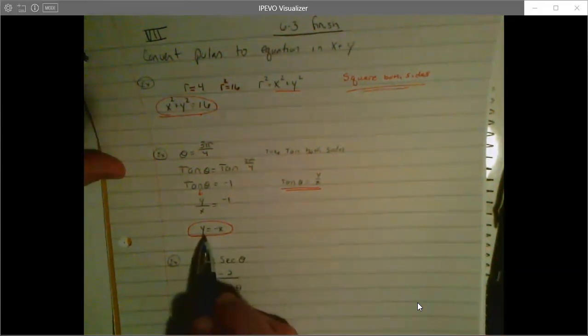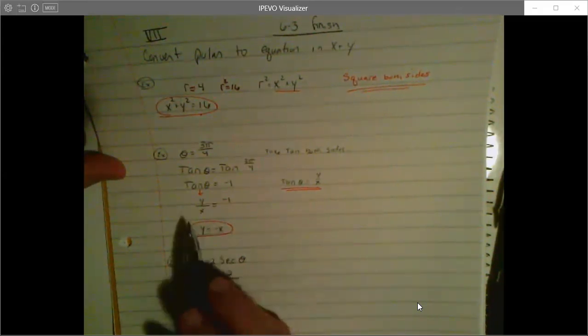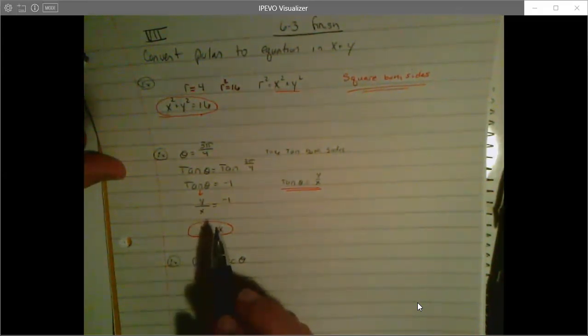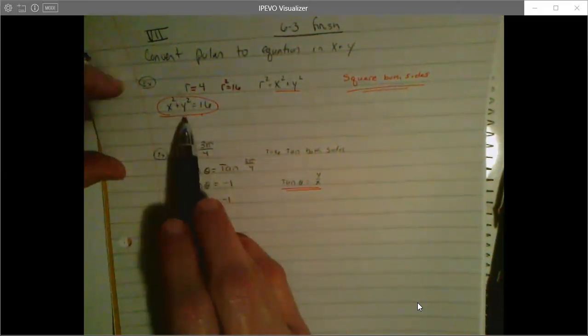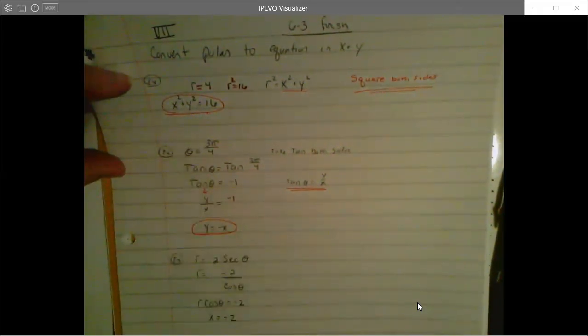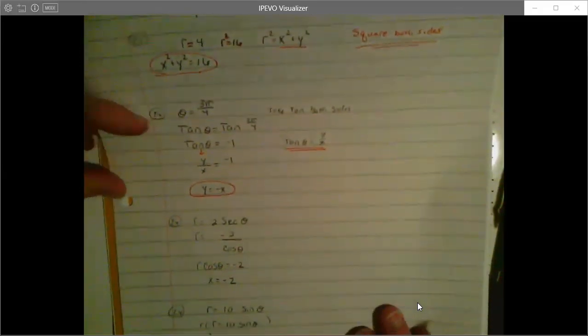This is also just a linear equation, correct? It's a negative slope going through the origin. The first one is a circle. So these are things to think about as you're going through.